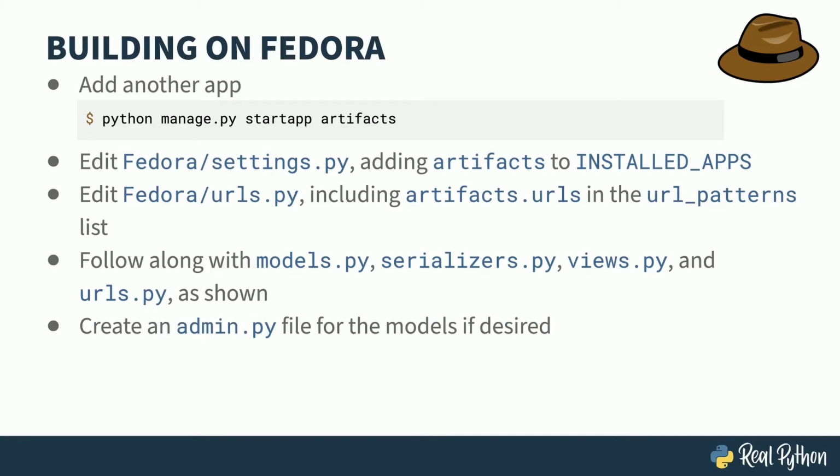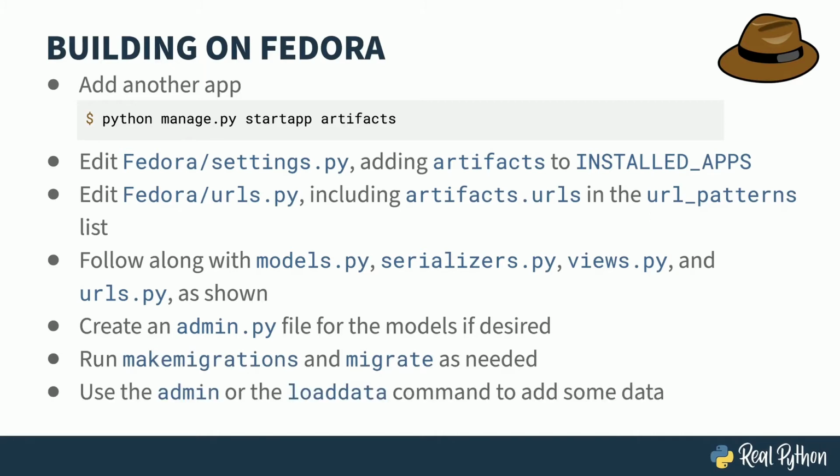In order to play with the REST interface, you're going to need some data. So you can either create an admin.py file to go with the models.py, or you can use the one supplied in the supplemental materials. Don't forget to run makemigrations and migrate as necessary, and then use the admin or the loaddata command to add some data to play with.